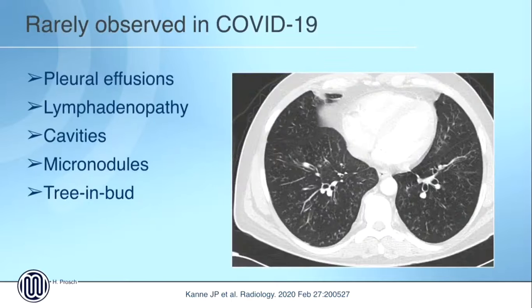And very important here is that we only rarely observe these findings in COVID-19: pleural effusions, lymphadenopathy, or cavities, as well as micronodules, as you see here in these patients, or tree and dot. So these are these branching structures you see here. All these findings are something you do not expect to see in COVID-19, and if you see that, then you have to suspect that it's either not COVID-19 or there's a complication, a superinfection of this patient. So this is something you should be aware of.